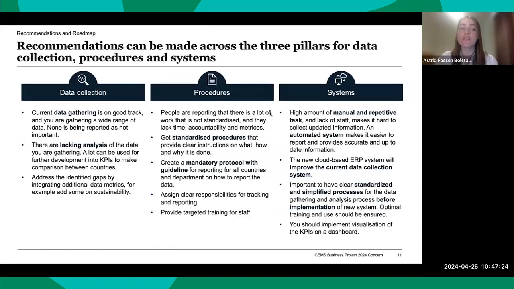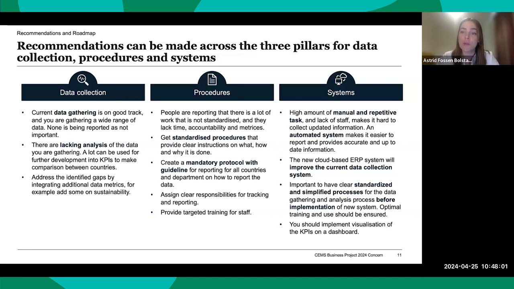And then based on this, we have made some recommendations that can be made across these 3 pillars that we have found, which is data collection, procedures, and the systems. Because per now, you are gathering a whole lot of data, and this is very good. None of the data that you are gathering is reported as not important. However, there is a lack of analysis of this data, and use of this for further benchmark and comparison between countries and in departments.